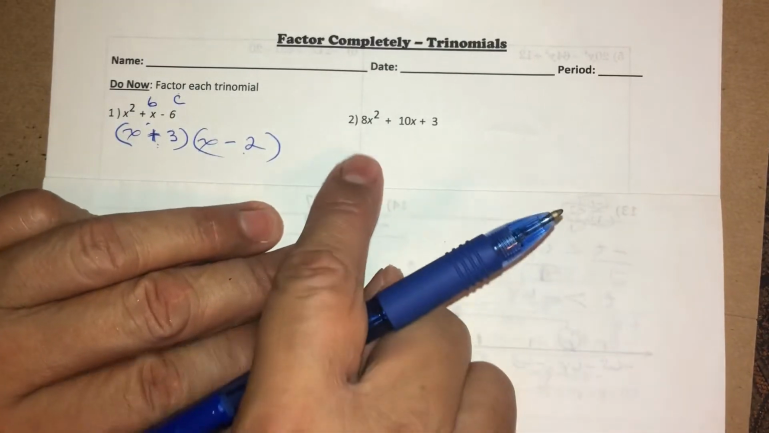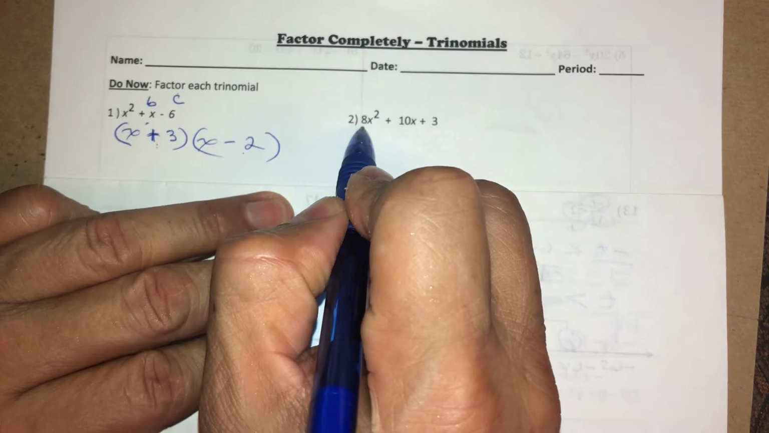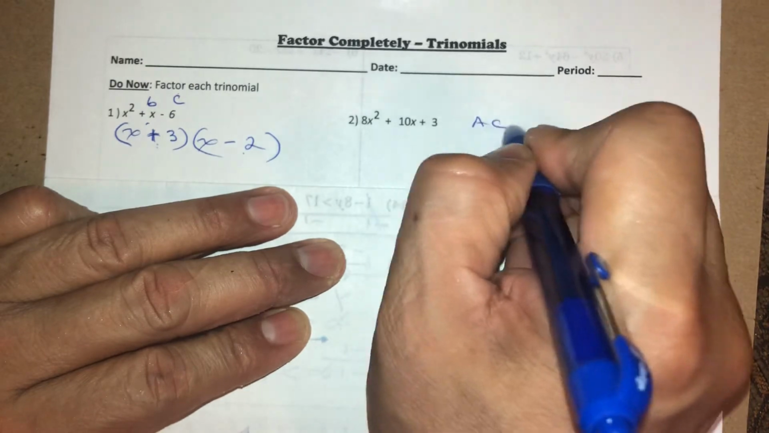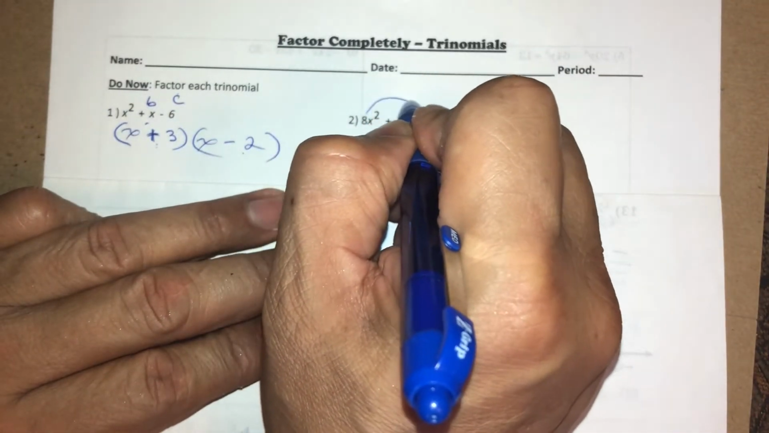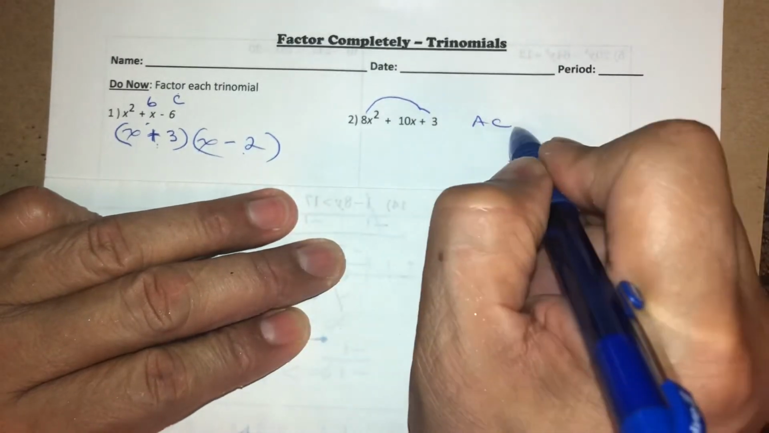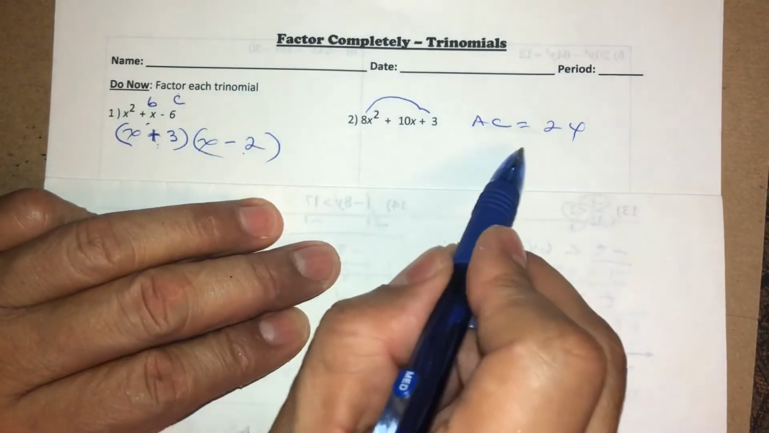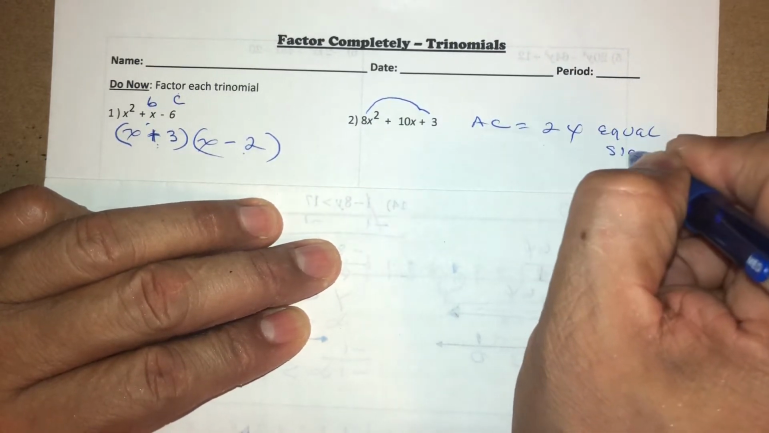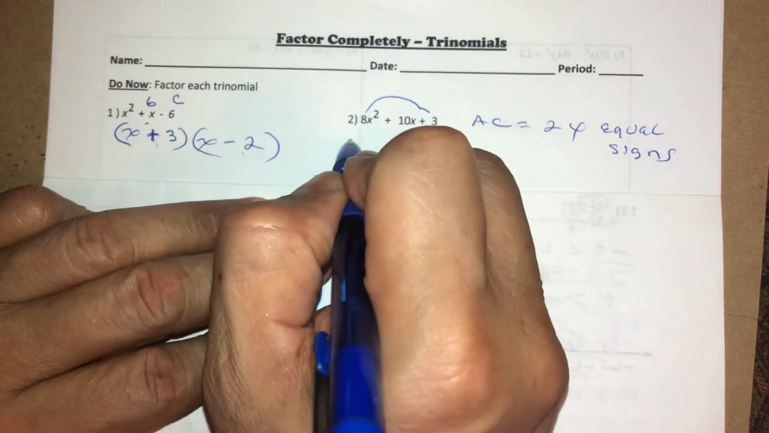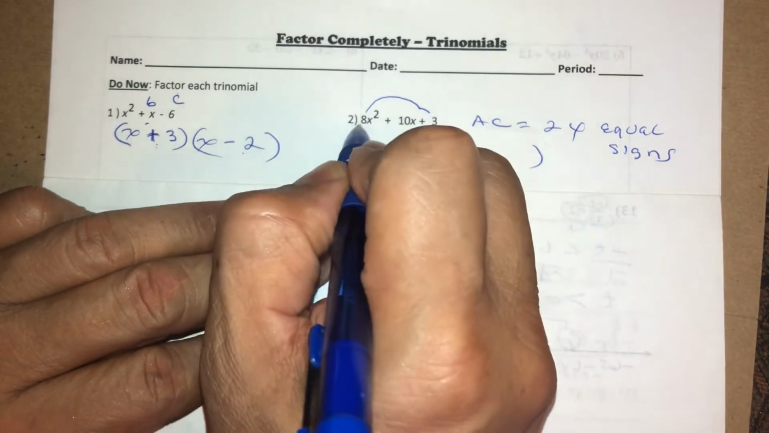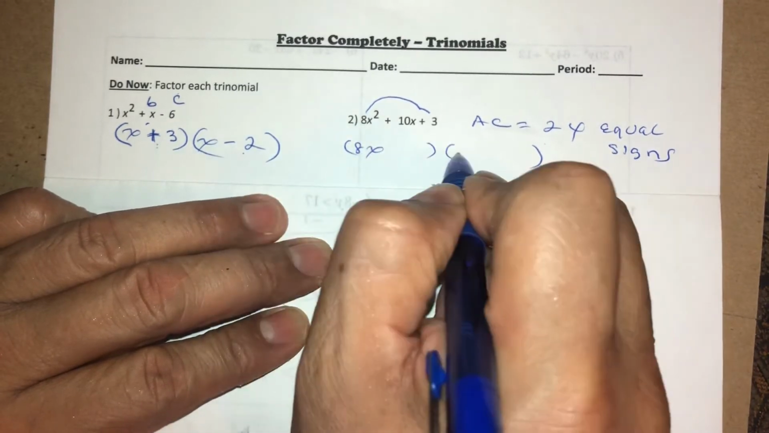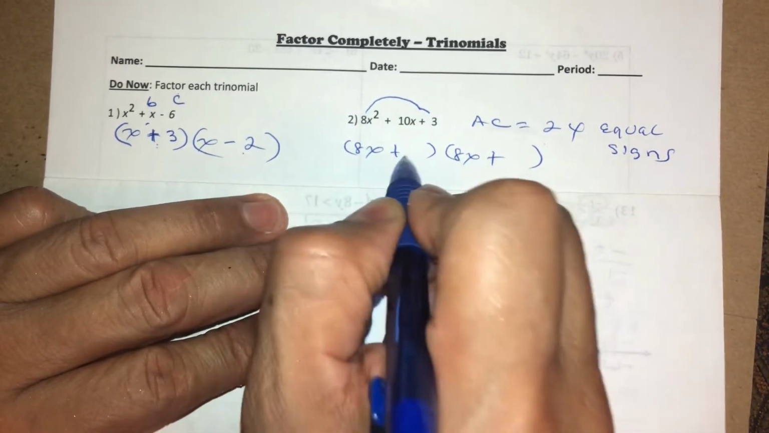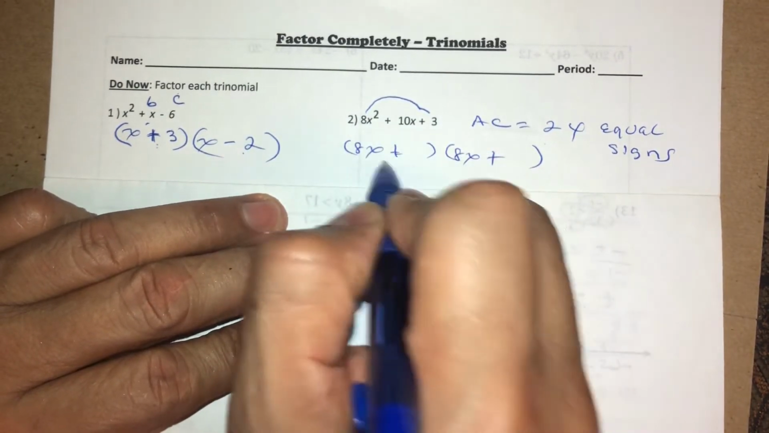So now let's do the second one. In the second one, the value of A is greater than 1. When this number is greater than 1, we're going to use AC, okay? So AC is the multiplication of 8 times 3, which gives you 24. Because that's positive, you're going to have equal signs. So open your set of parentheses, and remember, you keep the 8. When we do the AC, you keep the leading coefficient. And you do both plus because the middle term is plus. If that had been negative, then both bubbles would be negative.